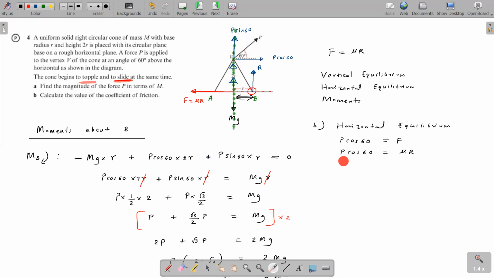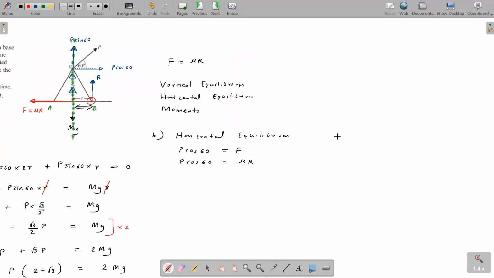So the P value is known. We just found the P value in part A, but you can see we still have another unknown. We still don't know the normal reaction R. So guys, in order to get R, let's consider vertical equilibrium. We have P sine 60 acting upwards, normal reaction R acting upwards, and then the weight mg acting downwards. So from here you can make R the subject: R equals mg minus P sine 60.